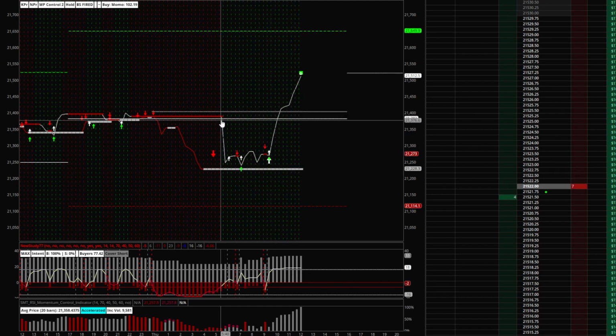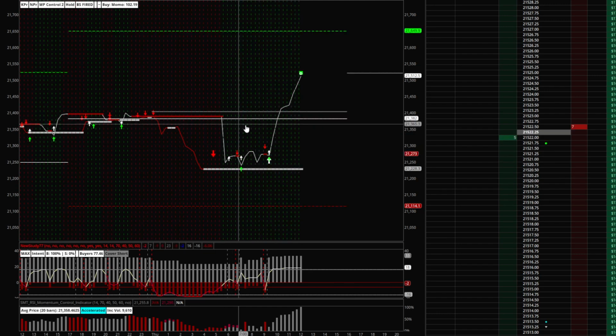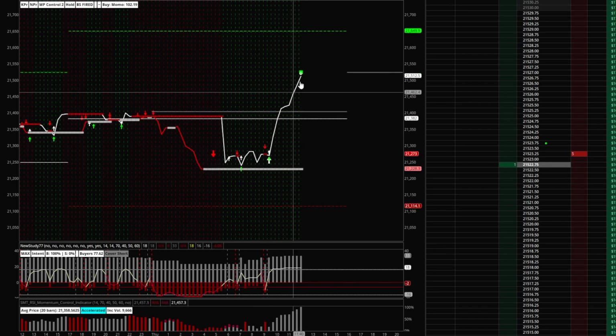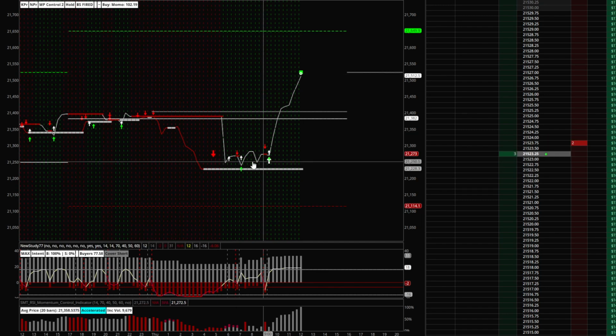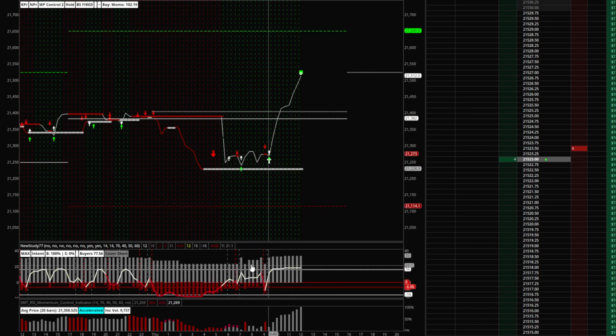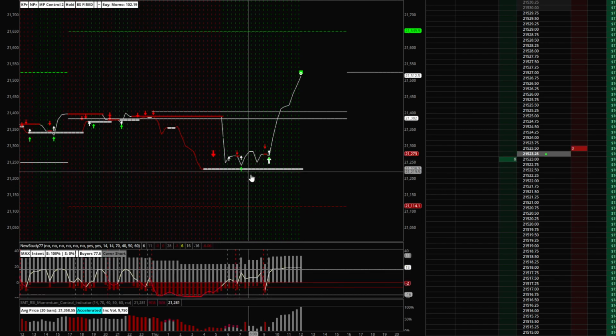I'm in this right here. I'm going to stay in this thing as long as buyers have the control. Sellers came back with a little push here, but buyers completely have the control right here.